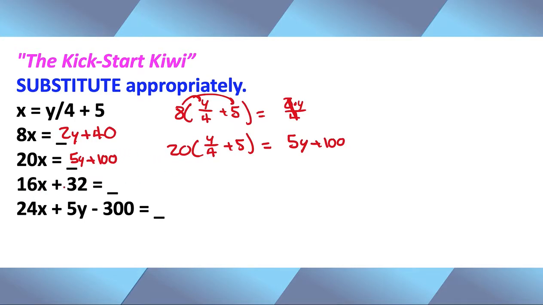Okay, 16x plus 32. Well, just do the 16. 32 is going to be the 32, so let's not forget to add it at the end. 16 times x, you mean 16 times y divided by 4 plus 5? Yeah. One thing you could do is just go through and write all of the substitutions and then do the distributions. 16 times y over 4 plus 5.